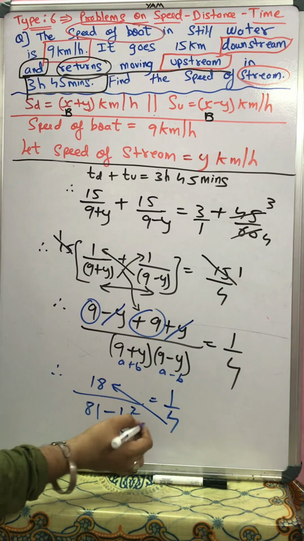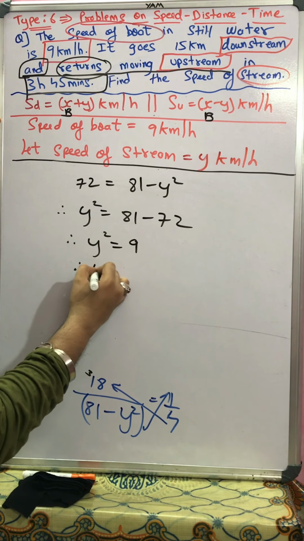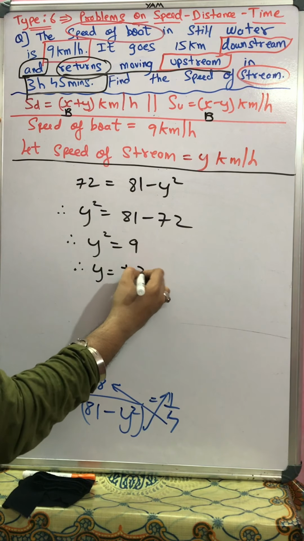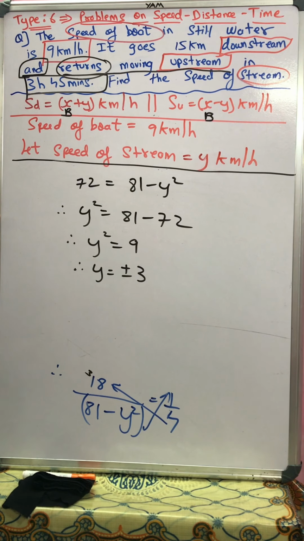Okay. 4 8s is 32. Carry 3. 4 1s are 4, 5, 6, 7. 72 is equal to, this 81 minus y square will multiply with 1, so it becomes 81 minus y square. Minus y square comes here. Therefore y square is equal to 81 minus 72, which is 9. Therefore y is equal to square root of 9, which the answer will be plus minus 3. Always the answer for an even root is in plus and minus.